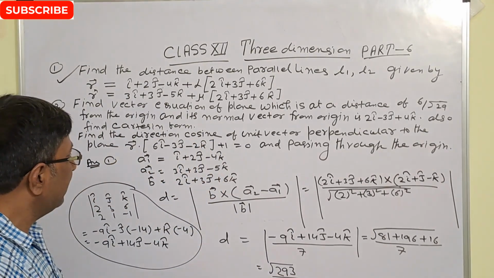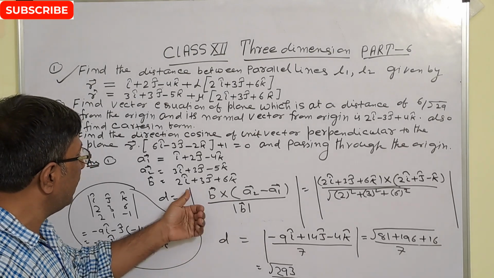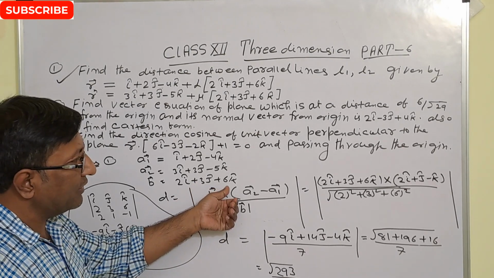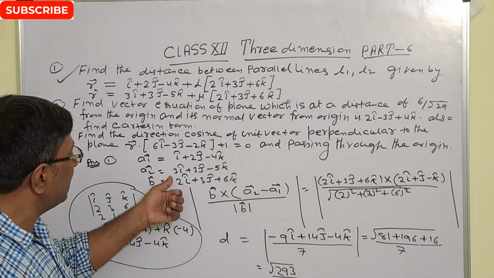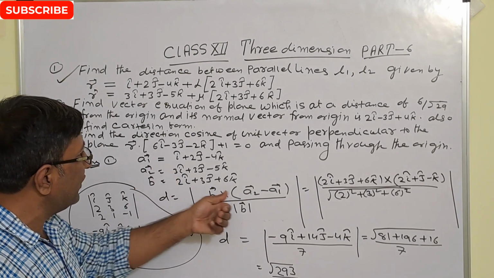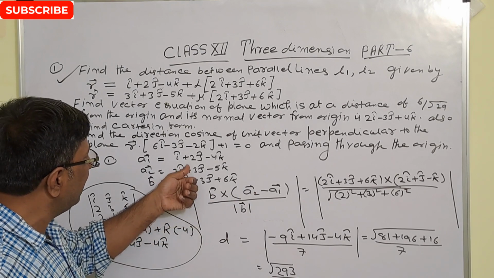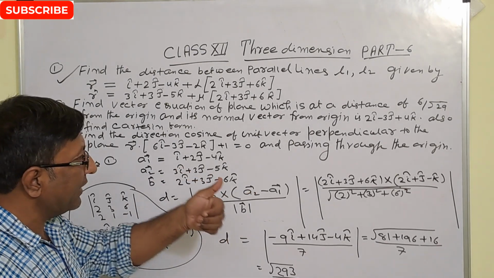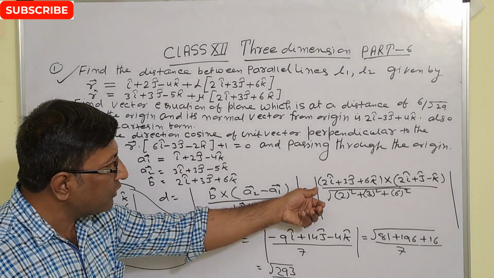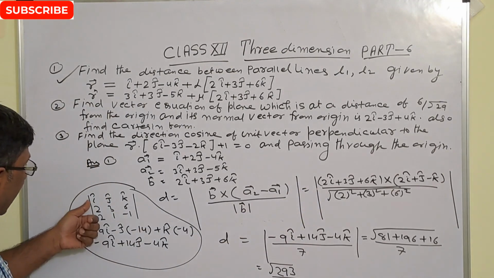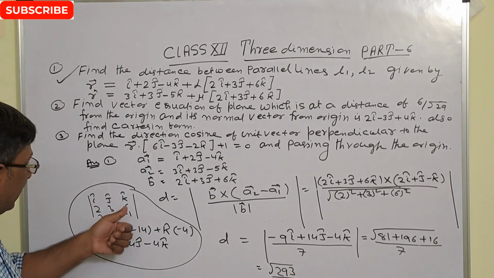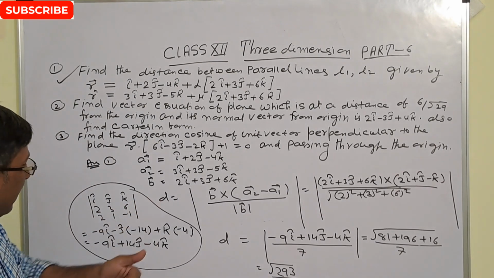So again you check, this is B vector 2i plus 3j plus 6k. And here A2 vector minus A1. So this is A2 minus A1, we get 2i plus (3 minus 2) j minus k. Now we get the cross product of these two vectors. So here for the cross product we get i j k, 2 3 6 and 2 1 minus 1.